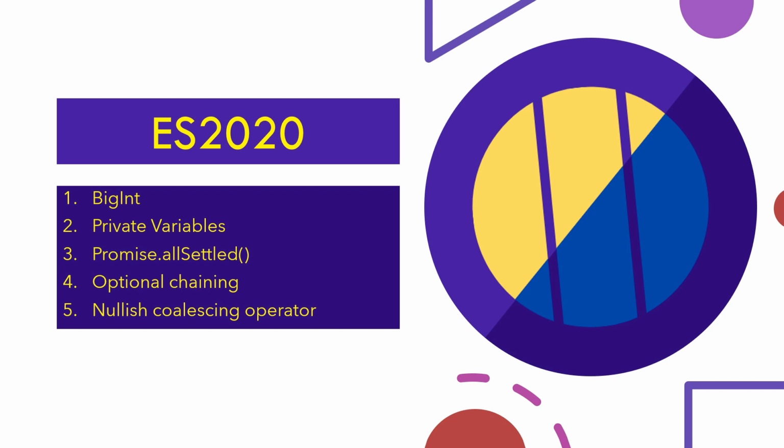Now it's time to see what's new in ECMAScript 2020. There are a few changes that were released in 2020. That's BigInt, private variables, Promise.allSettled, optional chaining, and the nullish coalescing operator. And there are a few other features. We can explore those on your own. So let's get into that.